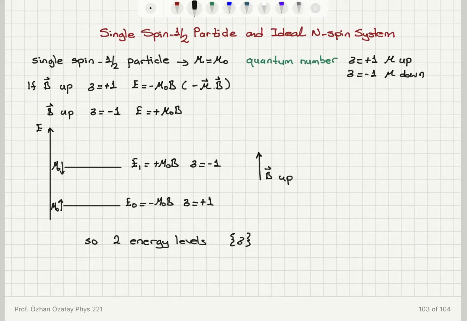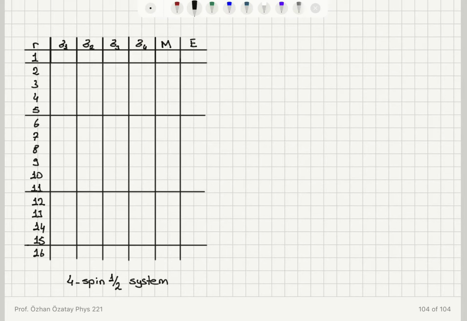Now if I generalize this to a system of N spins, so if I have a system with N spins, then what would happen? I have an ideal system, so these are spin 1/2 particles, fixed position, and they are far enough apart that the interaction between the spins can be neglected. So I have an ideal spin system.